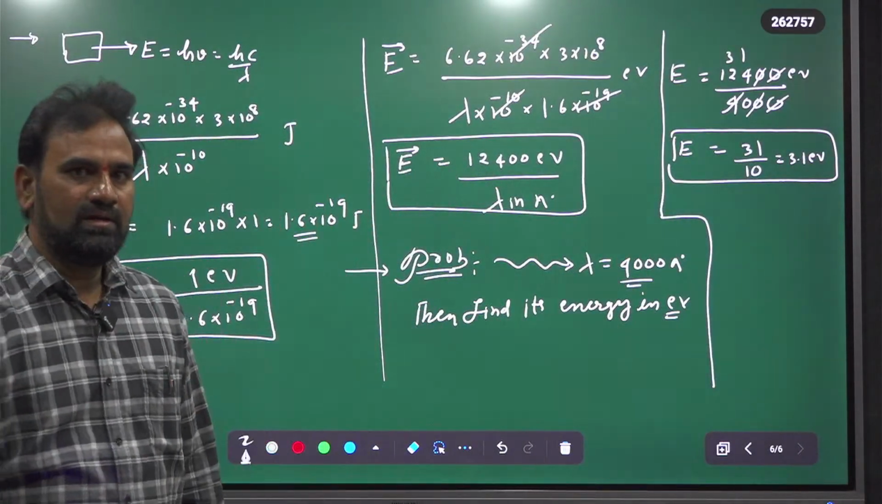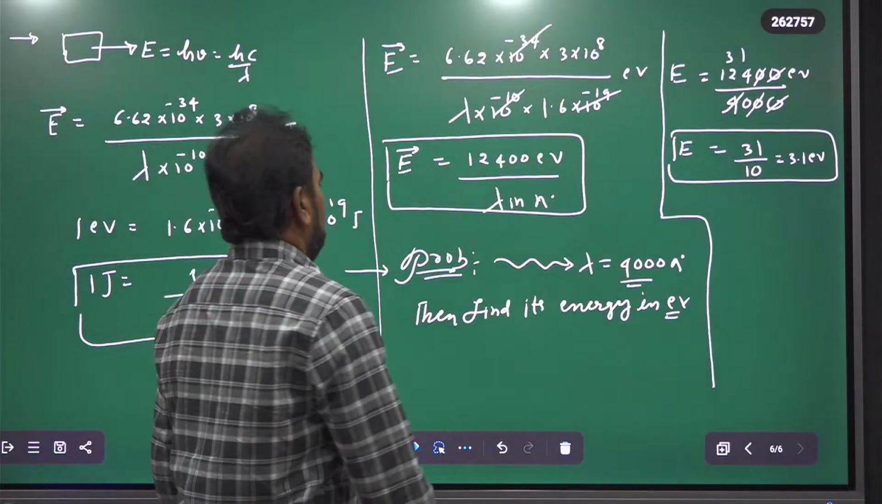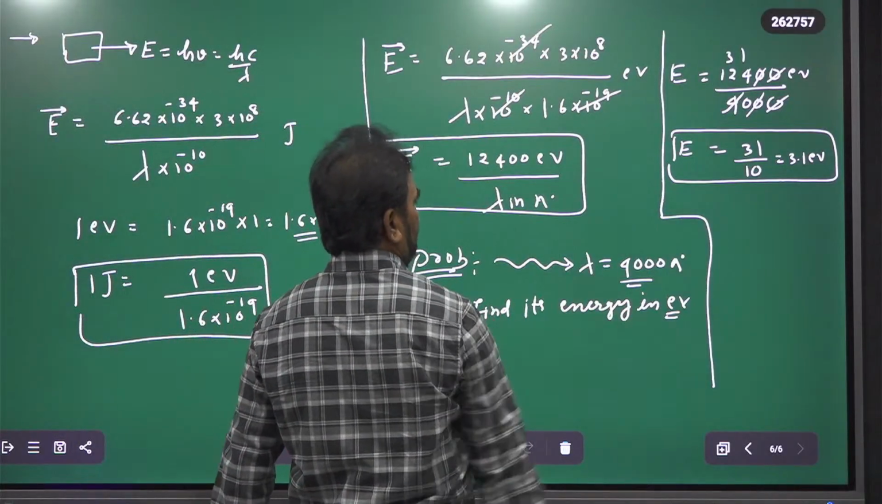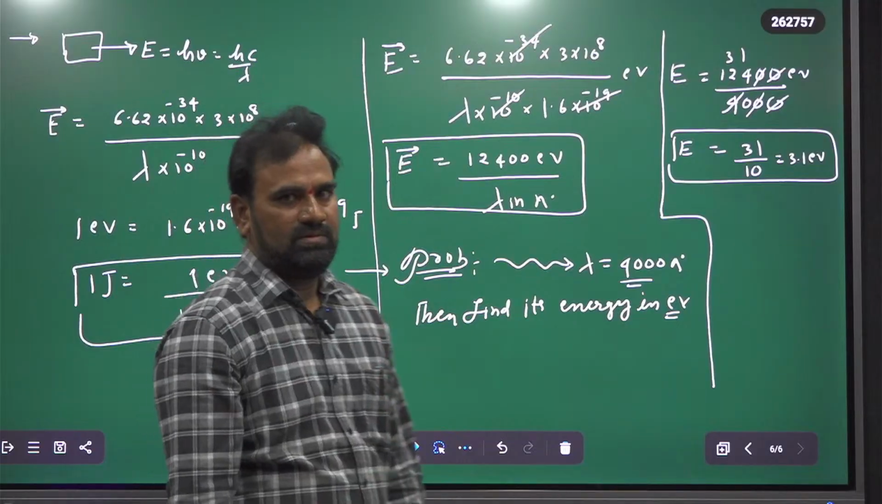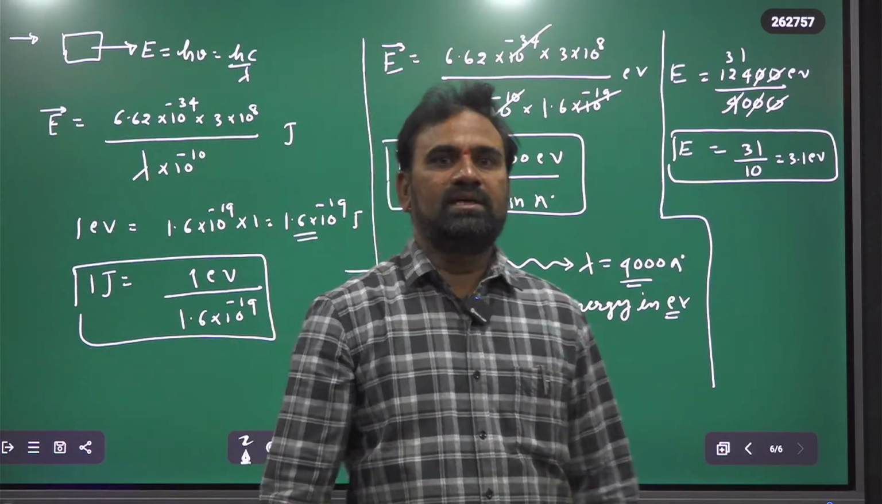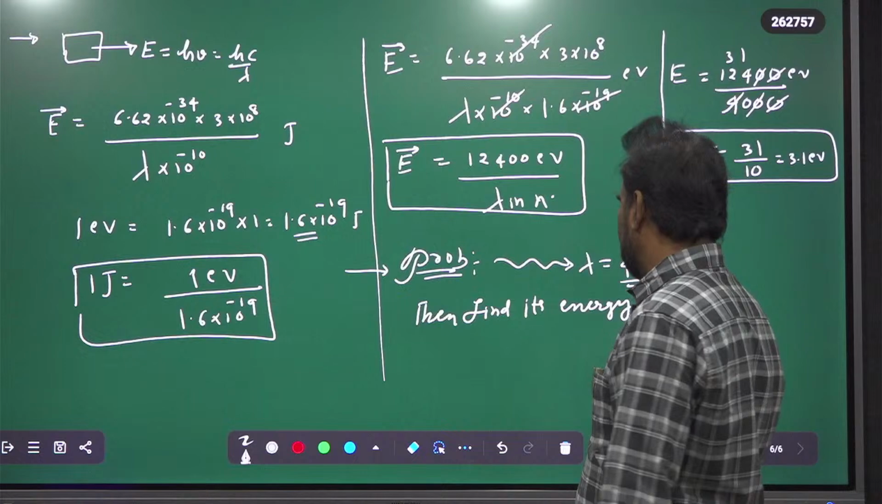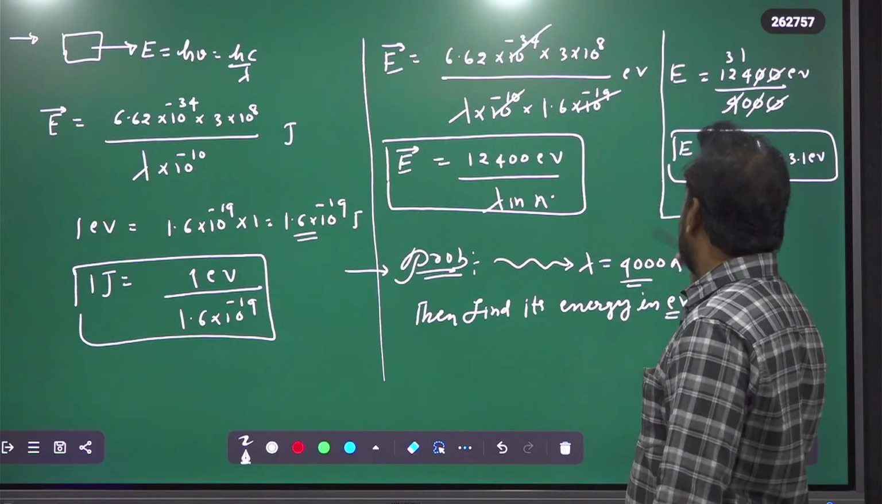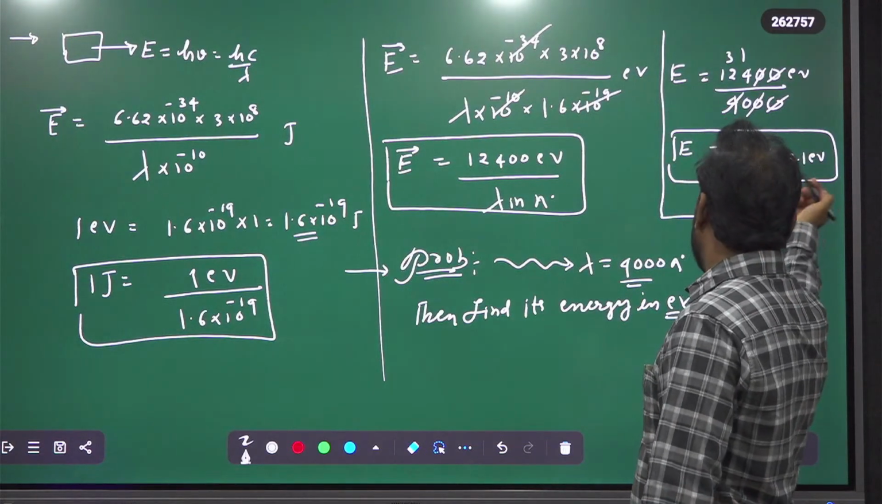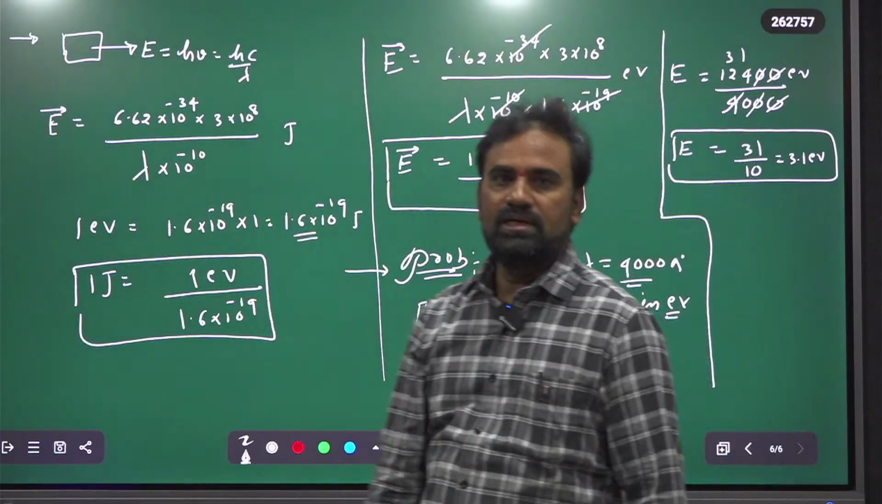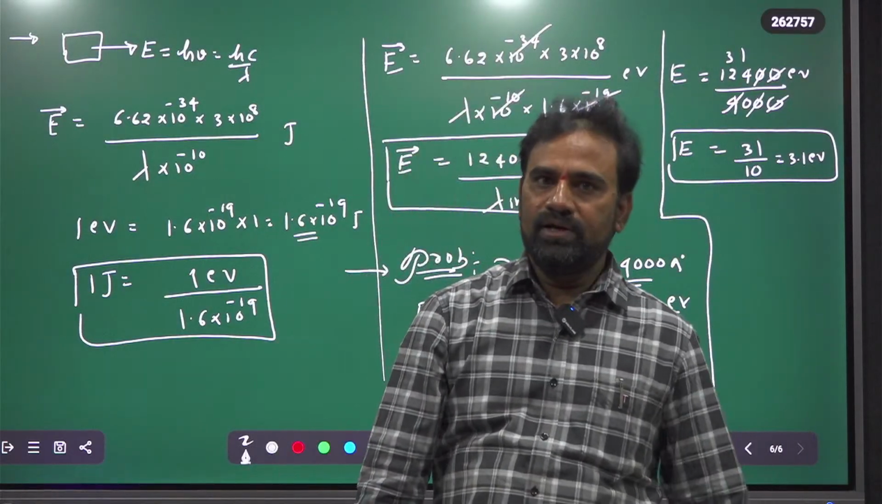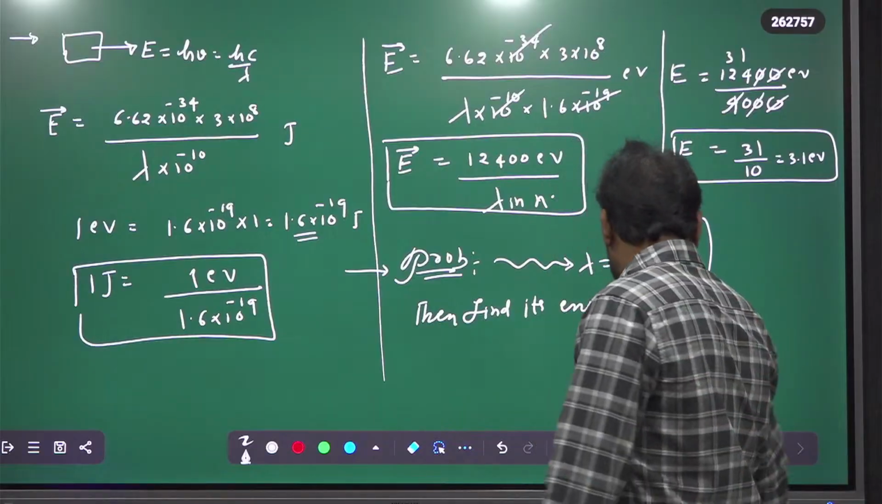Is it clear? A light radiation consisting of a wavelength lambda of 4,000 angstroms, then calculate its energy in electron volts. So the energy in electron volts is given by 3.1 electron volts. Is it clear? Okay. Next, see.